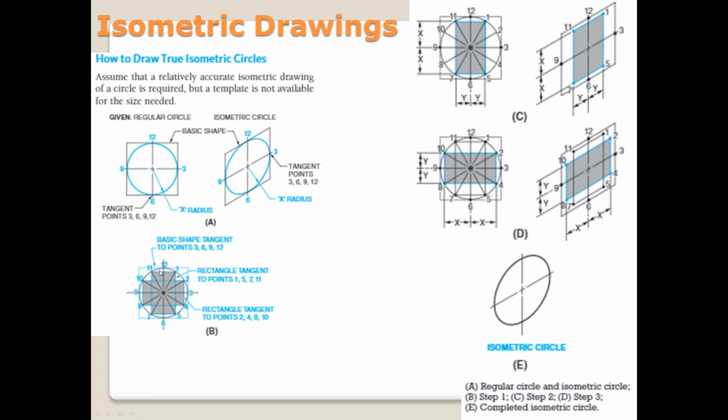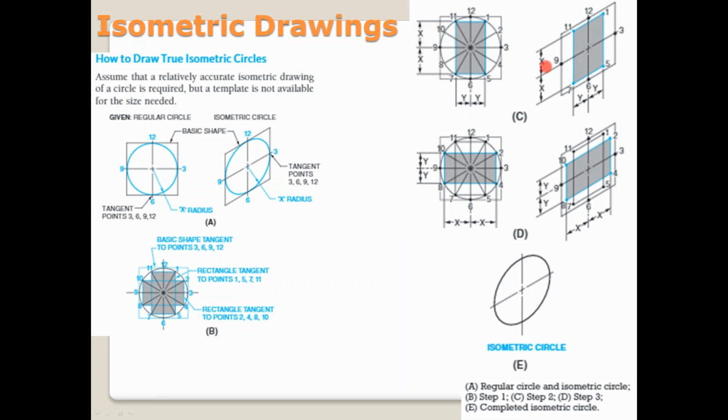And then once you have a circle, you're going to establish the tangent points. Your tangent points are going to be 1, 2, 3, 4, 5, 7, 8, 10, 11. Once all these points are established, now you can transfer the distance x here onto your isometric circle.